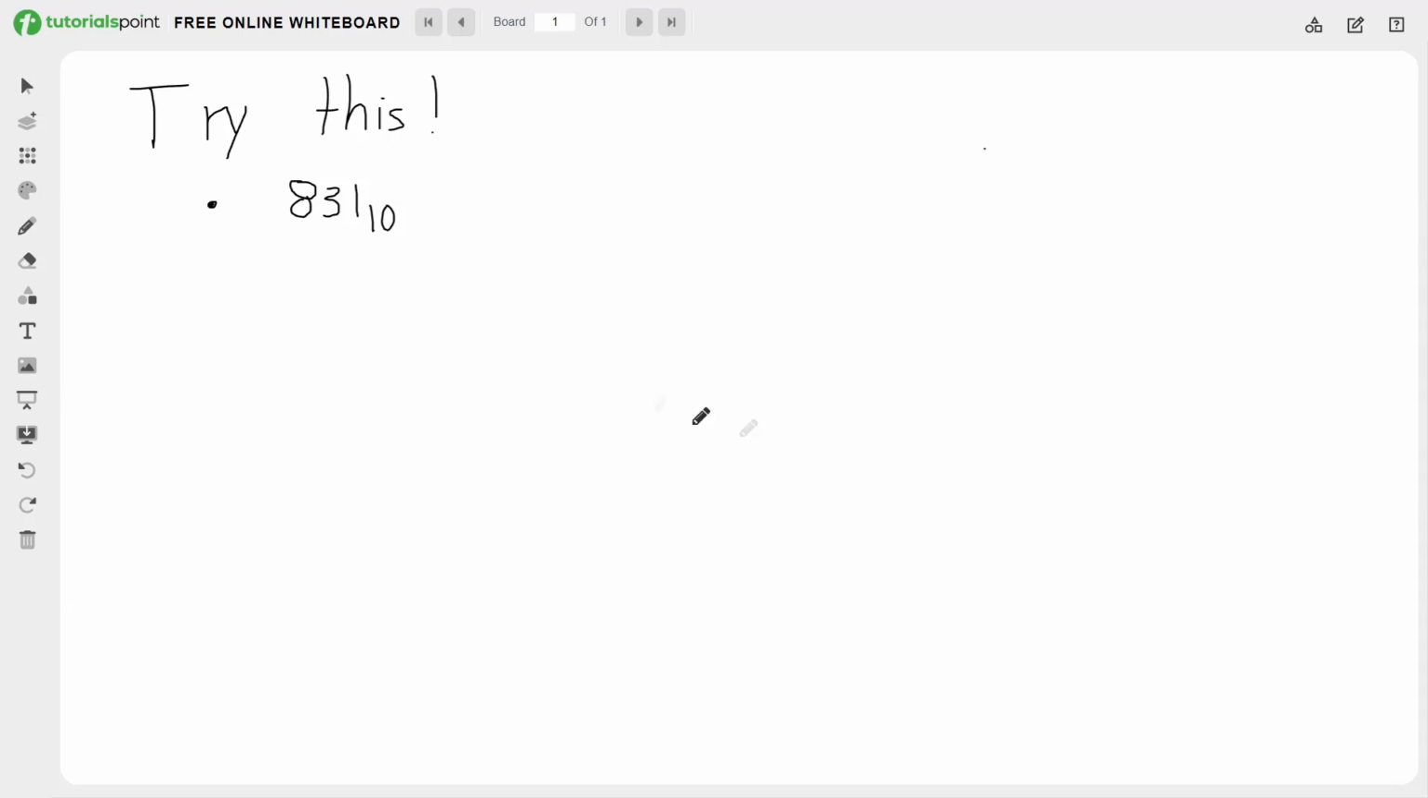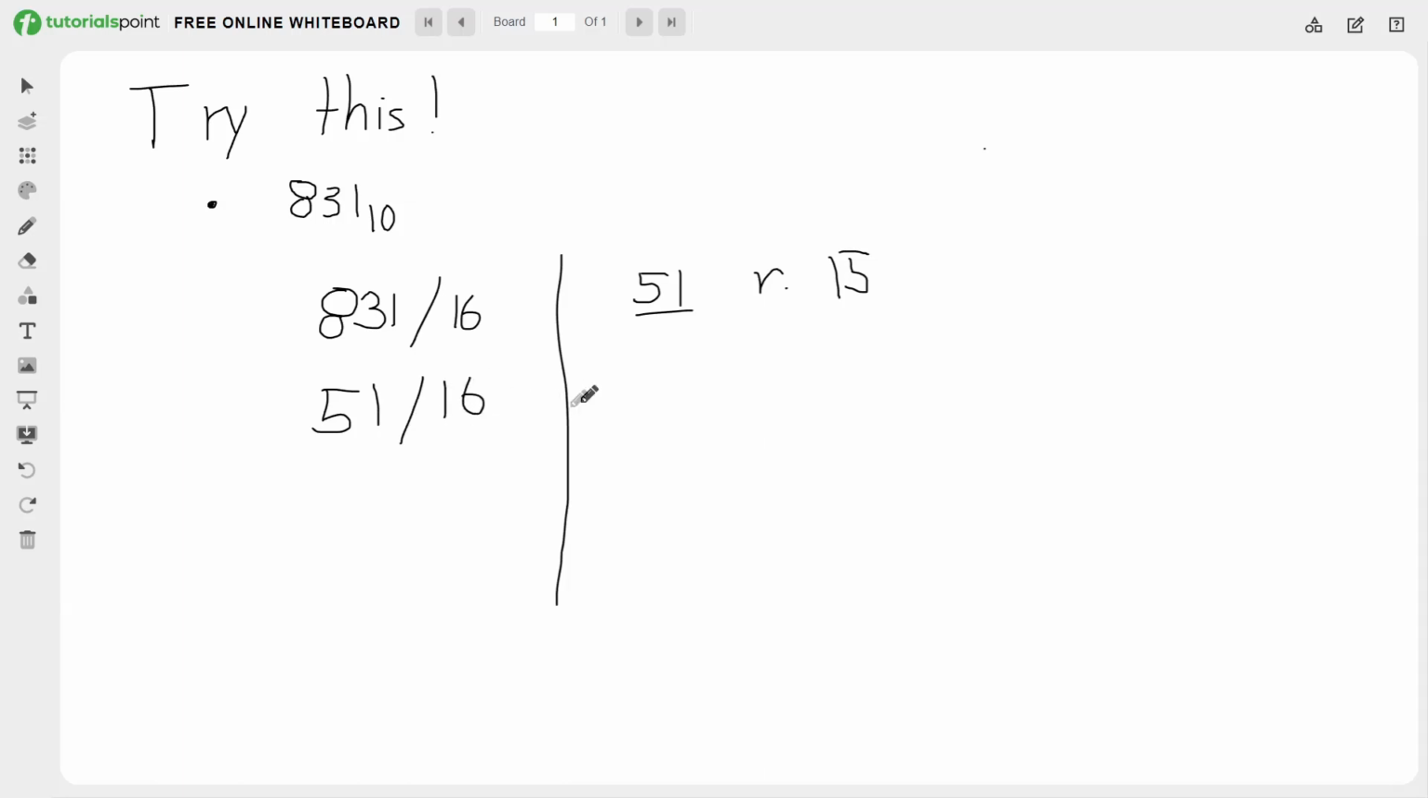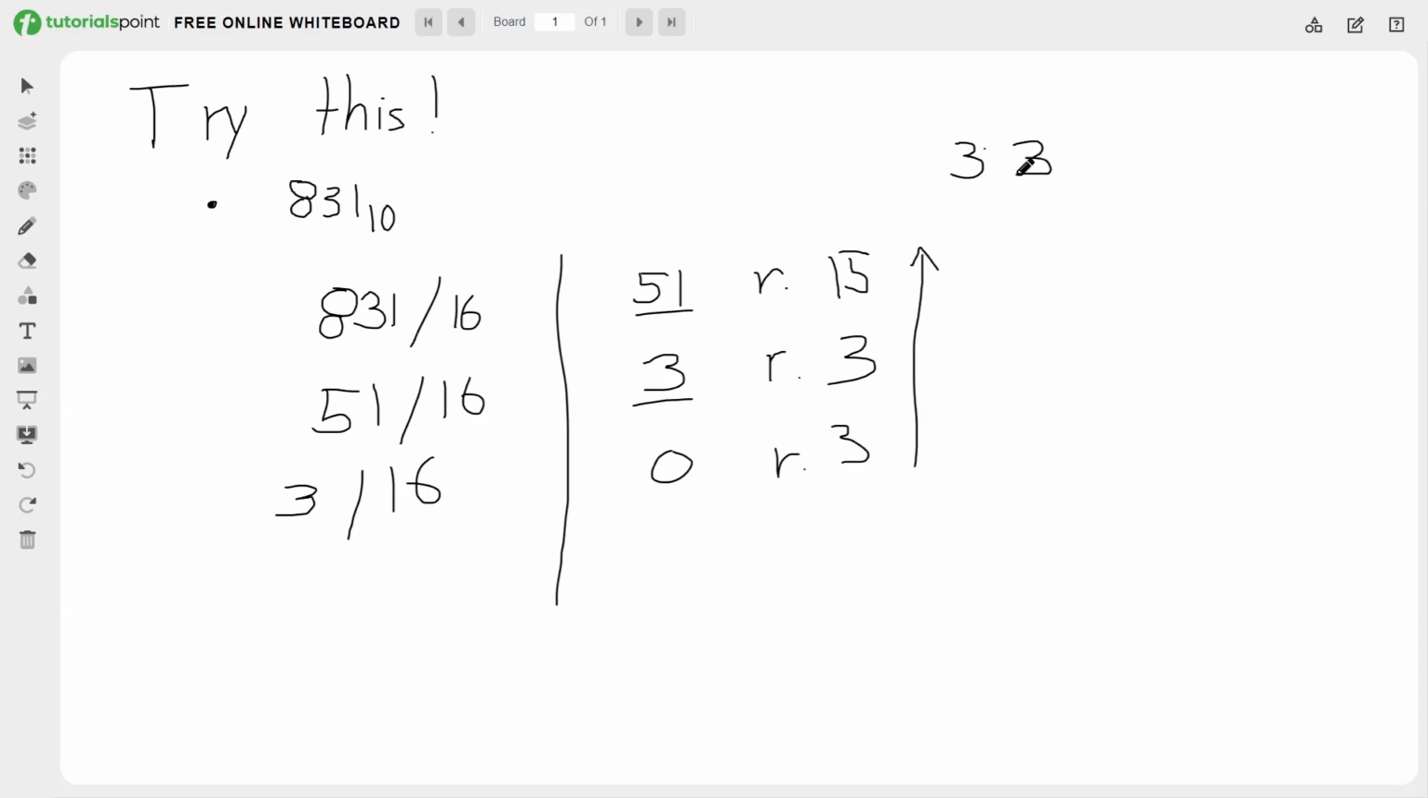Alright, time is up, and let's check your answer. 831 divided by 16 is equal to 51, remainder 15. Take this number 51 and divide it by 16 again. The quotient is 3 and its remainder is 3. So take this number 3 divided by 16 is 0, remainder 3, and write it from bottom to top, left to right: 3, 3, 15.